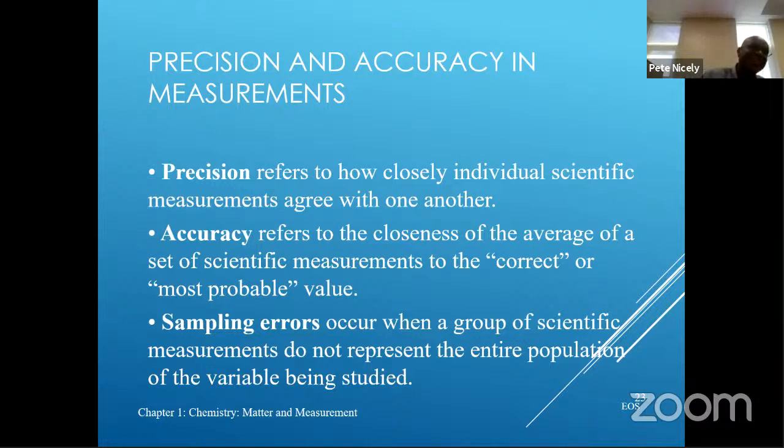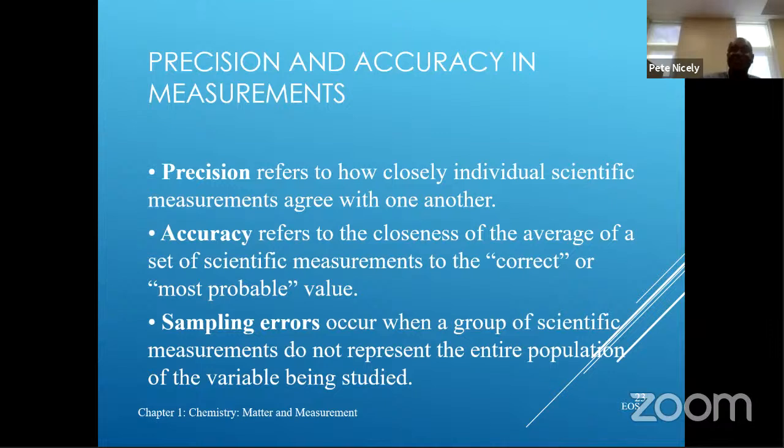So for example, let's say I gave each of you the same ruler to measure the length of a piece of board, right? And each of you does that measurement independently. Then what you'll find is that there may be slight variations between the different measured values, right? But these values would be relatively close to each other, all right? So basically what we're talking about is precision when we're referring to how closely these measured values are to each other, all right?